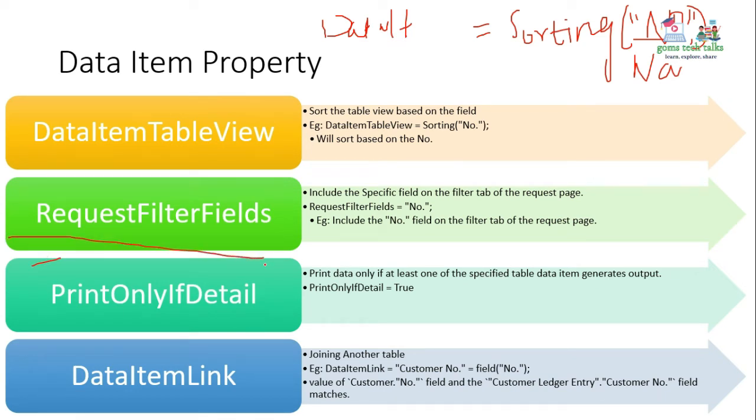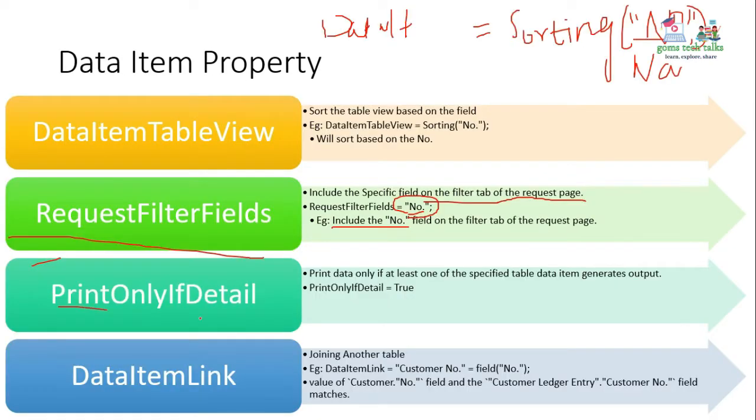Okay, so the next one is the request field filter property. It will include the specific field, whatever field you are giving, in the filter tab of the request page. Okay, I'll also show you everything, so don't worry. So if you give anything, like I have given number, this number will be included in the filter tab of the request page.